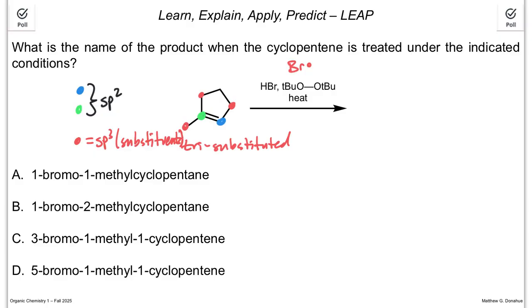So let me draw out the 2 carbon radical intermediates, and we'll see if we can figure out the name of the product. So that bromine can add to the blue carbon, which will put a radical on the green carbon. Or it can add to the green and put a radical on the blue carbon.